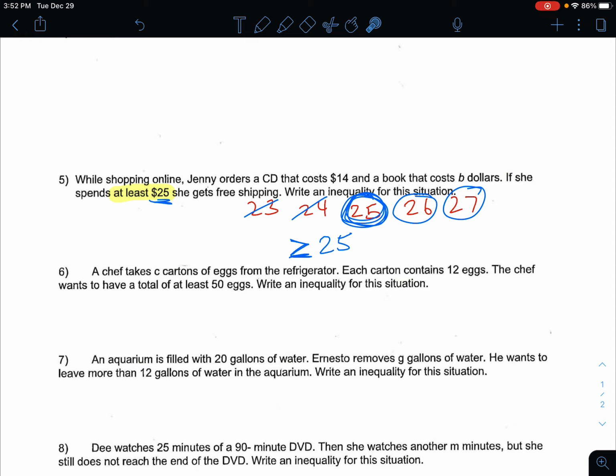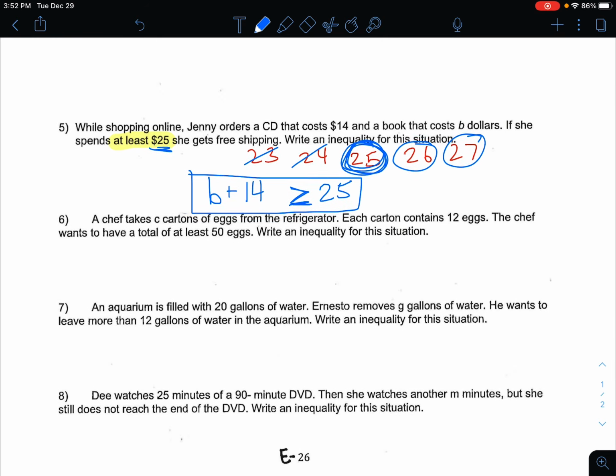So let's go back to the problem. What goes right over here? It says, while shopping online, Jenny orders a CD that costs $14 and a book that costs B dollars. So she spends 14 and another couple of bucks, which I don't know, but we'll call it B. So we can say that she spent B plus 14 or 14 plus B. If you want free shipping, B plus 14 needs to be greater than or equal to 25. And that is our answer, so we're going to box our answer.